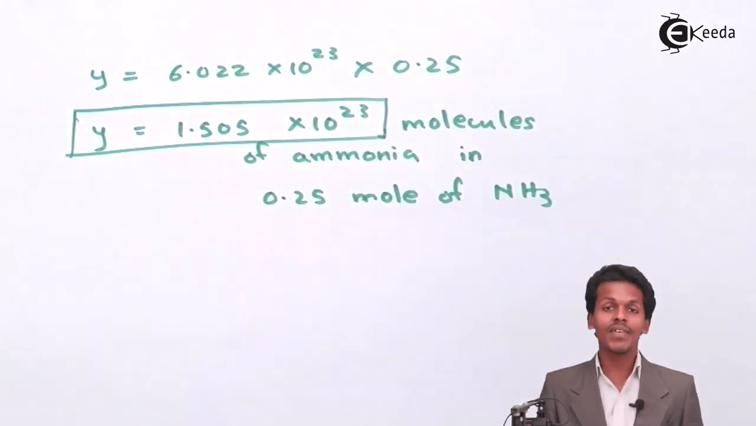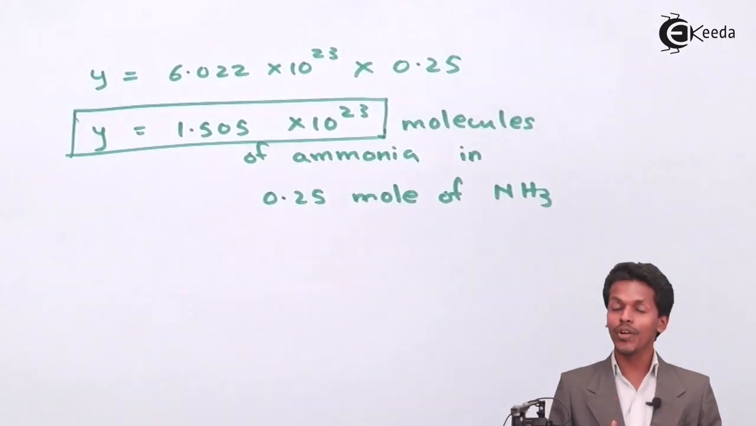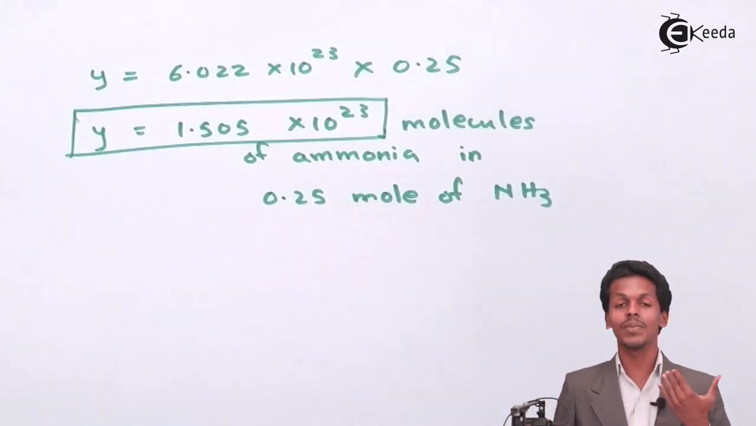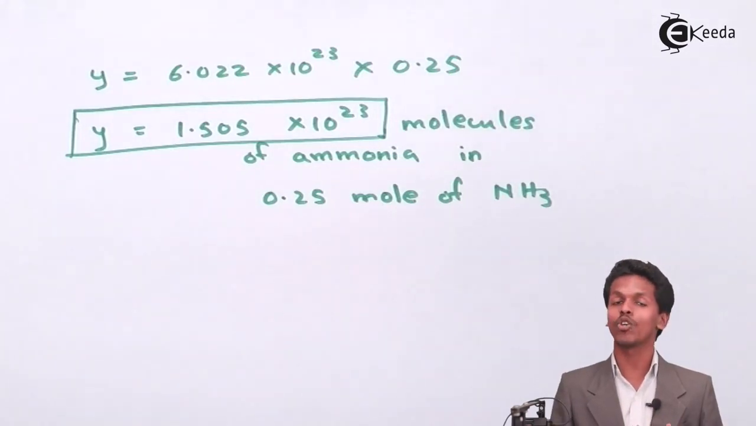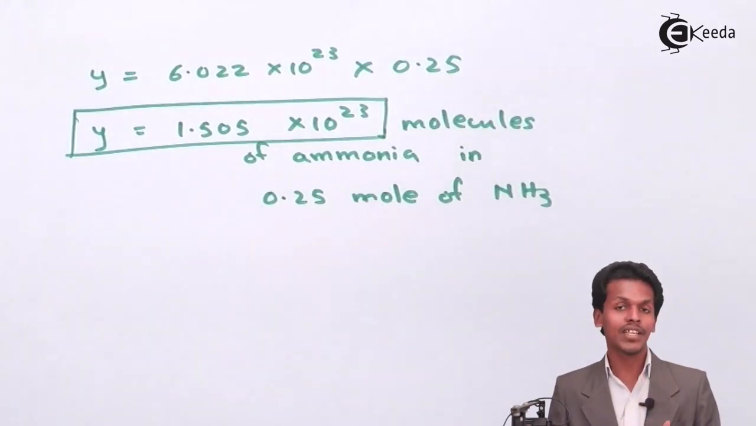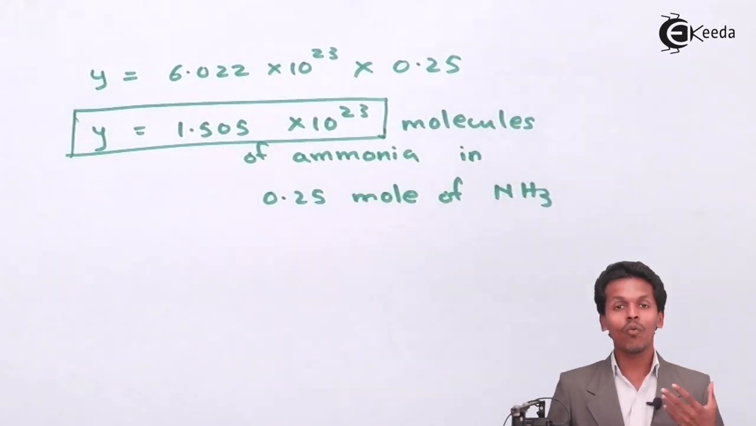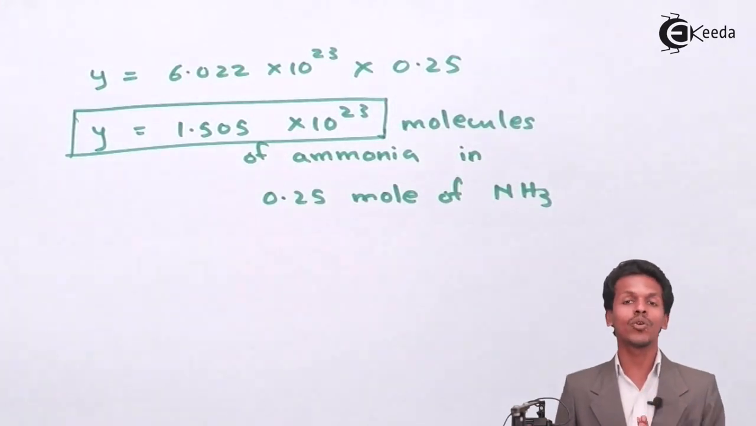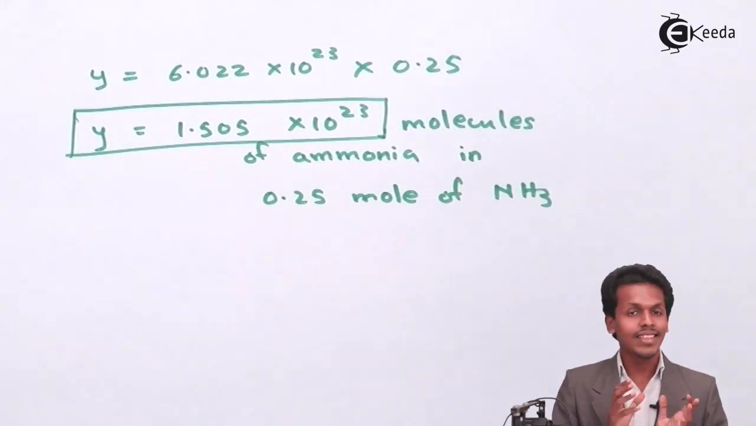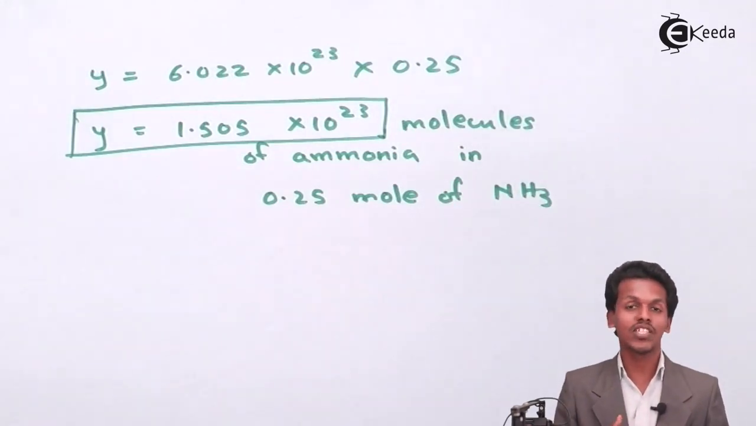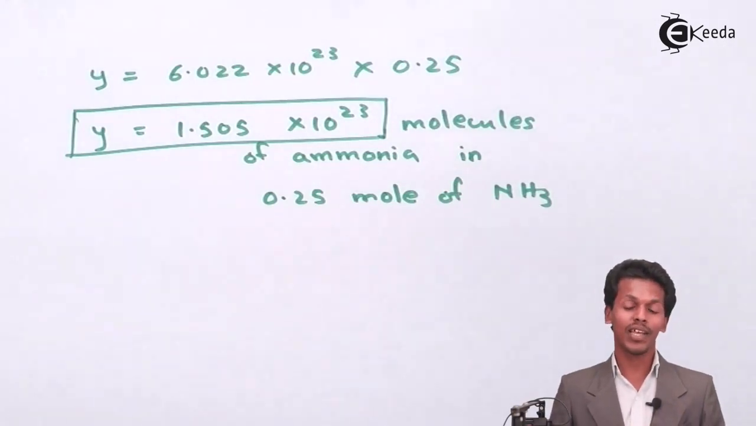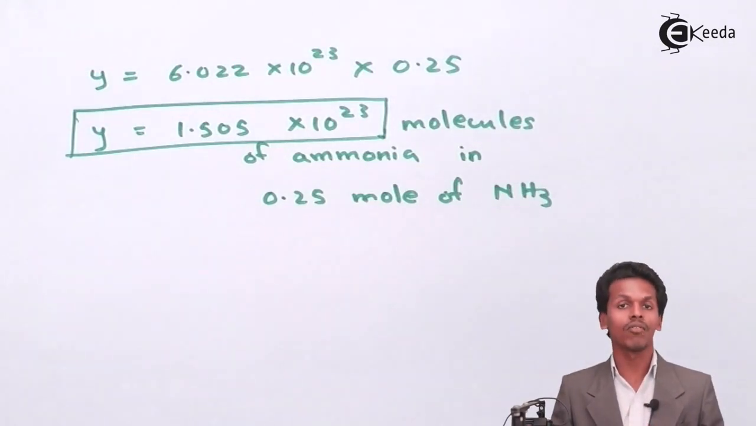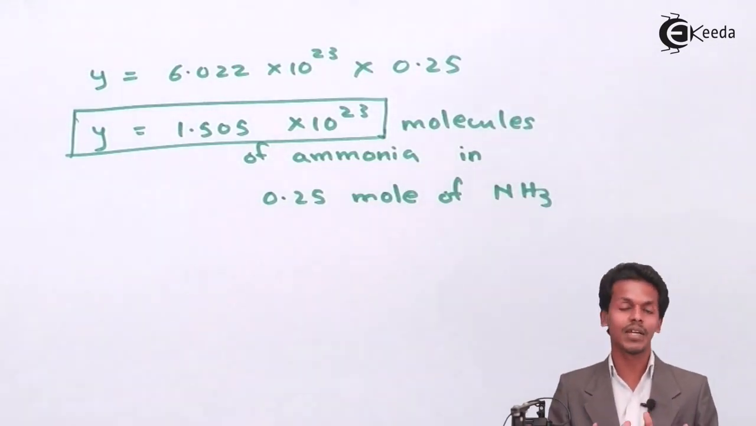So basically, again I will say that 1 mole of ammonia will occupy 22.4 dm cube, and 1 mole of ammonia will contain 6.022 into 10 raised to 23 molecules of ammonia. We have calculated that 5.6 dm cube is nothing but 0.25 mole of ammonia, and we could easily estimate that the number of particles present in 0.25 mole of ammonia is 1.505 into 10 raised to 23 particles, or molecules, of ammonia.